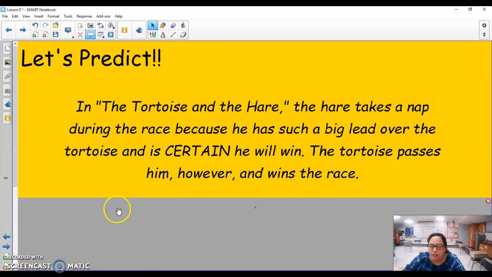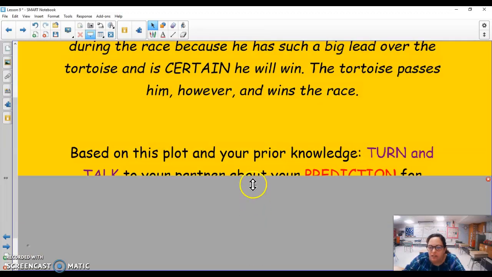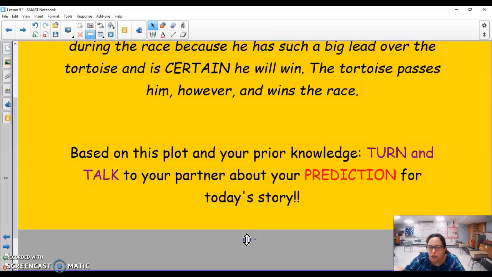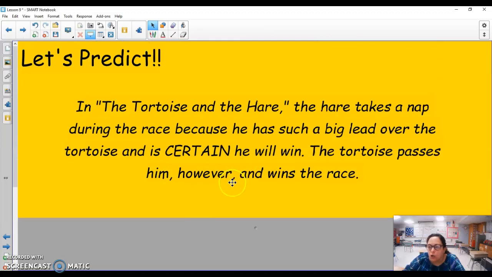So let's review. In The Tortoise and the Hare, the hare takes a nap during the race because he has such a big lead over the tortoise and is certain he will win. The tortoise passes him, however, and wins the race. So based on this plot and your prior knowledge, I want you to predict what you think is going to happen in today's story with the hare and the hedgehog. Who do you think is going to win, the hare or the hedgehog?